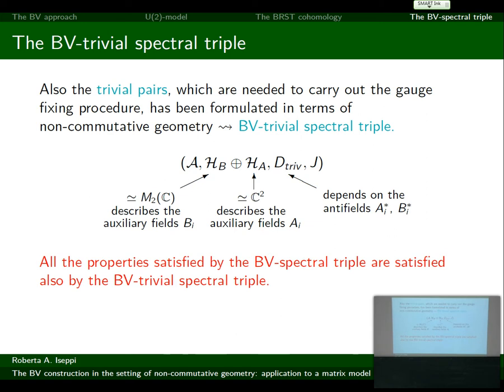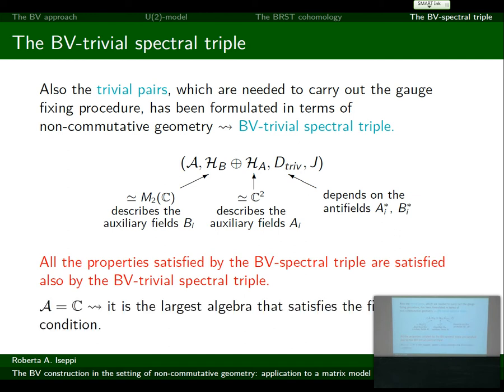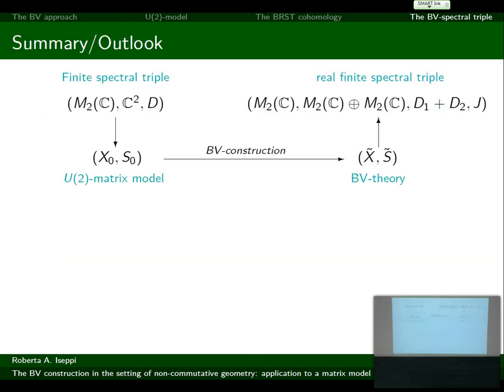So as I said, this triple also satisfies all the same properties that were already satisfied by the BV spectral triple. And once again, the algebra is not giving us any information, so even worse this time. The largest algebra that satisfies the first order condition is just C. But in any case, this is a trivial spectral triple. The point is that we are forced to enlarge the construction, but we don't want to introduce any further information, so it's just technically that we need these extra fields.